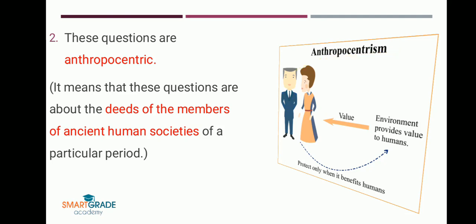So whatever benefits the human, he will protect that thing, and that is called anthropocentrism. So this question is anthropocentric, meaning while writing history you should see whether the things that have been made in the past are beneficial for humans and whether humans are protecting them. So this is an important point.